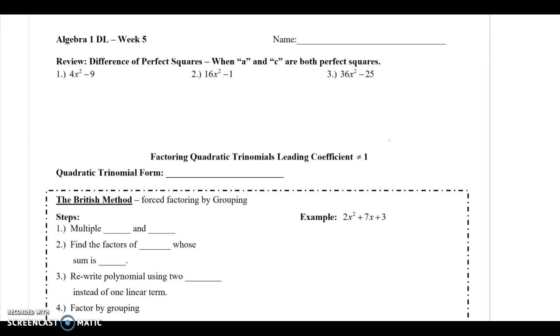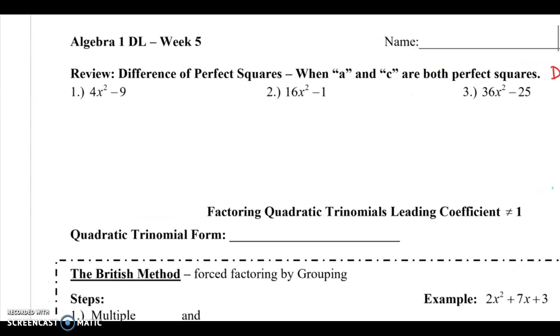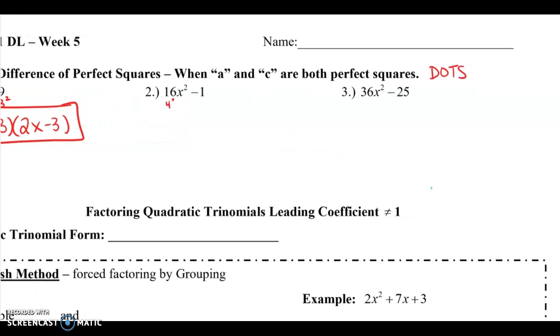So remember, binomials, when you have two terms, that's when you're using difference of two squares, or DOTS. And then I just wanted to show these DOTS problems because they technically have a leading coefficient that's not equal to 1. So 4 is 2 squared and 9 is 3 squared. So the pattern would be 2x plus 3, 2x minus 3. Or obviously the order can be flipped around. For here, 16 is 4 squared and 1 is 1 squared. So the pattern is 4x plus 1 and 4x minus 1.